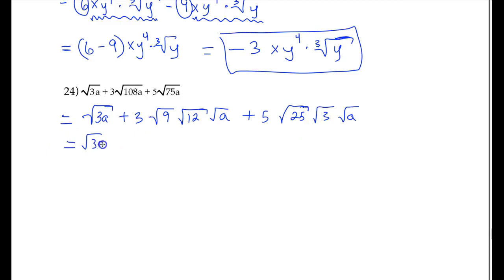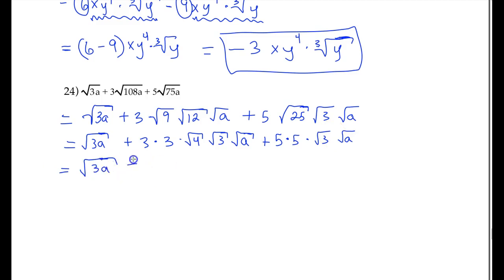So if we keep going here, we'll see that square root of 9 is just 3. Square root of 12 can be broken down to square root of 4 times square root of 3. And then we still have that extra square root of a that's there. We know that square root of 25 here can be broken down to just 5, because square root of 25 is 5. And then we got square root of 3 times square root of a. If we keep going, we see that 3 times 3 is 9. Square root of 4 is 2. We got square root of 3 times square root of a.